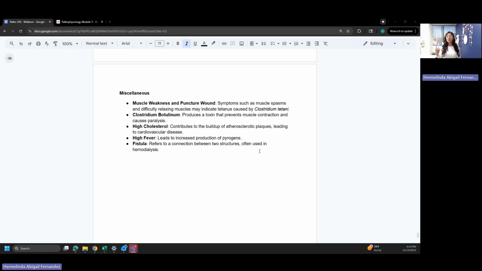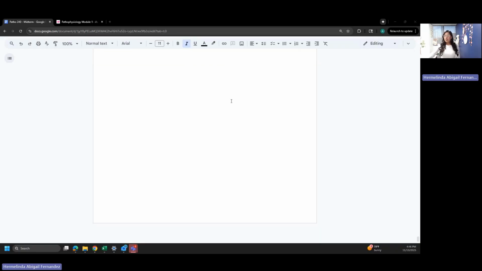Having high cholesterol contributes to the buildup of atherosclerotic plaque. So this eventually leads to cardiovascular disease. High fever, so this leads to an increase. I know you guys learned this in A&P too. This is a high production of pyrogens, okay? High fever, high pyrogens. Fistula refers to a connection between two structures, and they are used in hemodialysis. All right, and I think that is it.